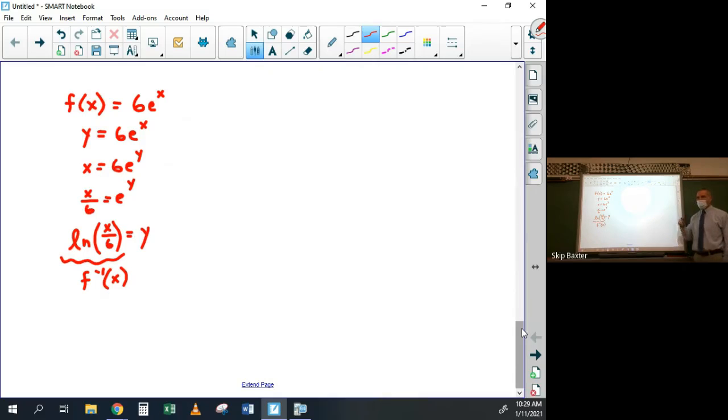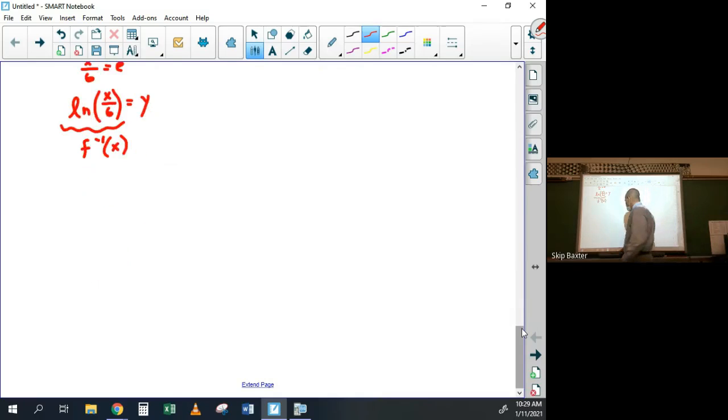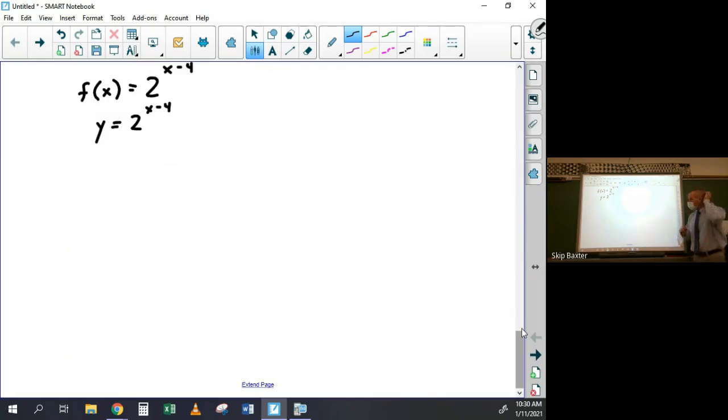Remember, the inverse function of a logarithm is an exponential. The inverse function of an exponential is a logarithm with the same base. So what if I had a different base? Like what about something like, what if it was f of x equals 2 to the x minus 4 power? So y equals 2 to the x minus 4. Switch x's and y's. So x equals 2 to the y minus 4.